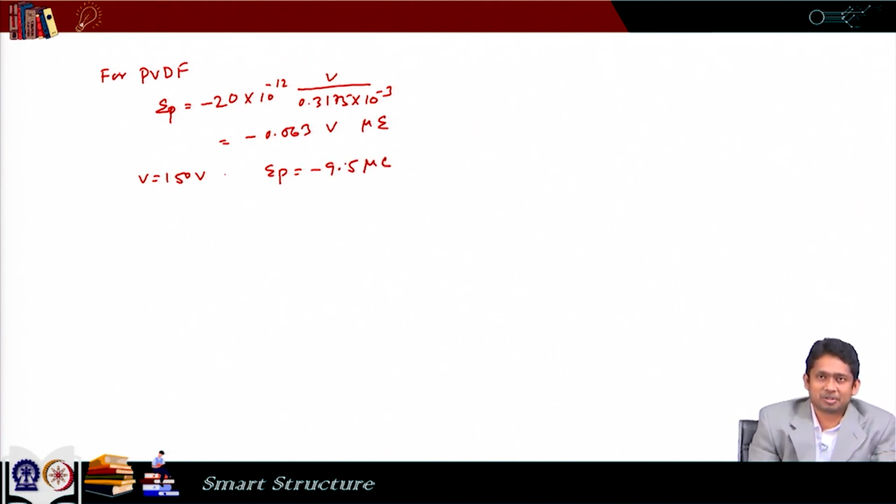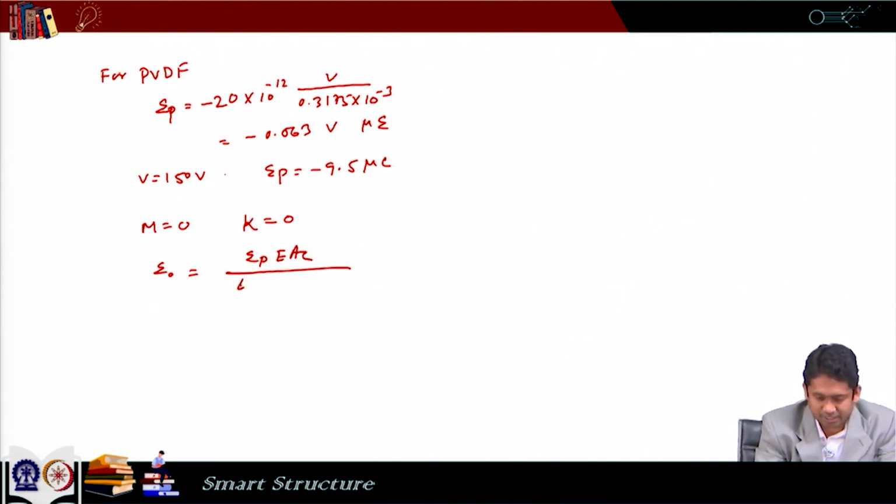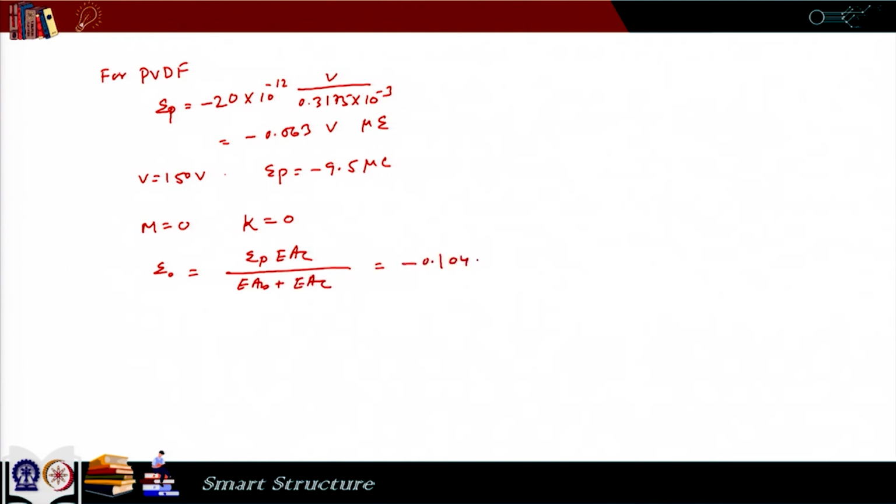Now, again it is a symmetric case because the properties are symmetric. So, there will be no bending actuation. So, M would be 0, and that also says that kappa is 0, and it is a pure extensional actuation. Based on the expressions that we derived before, for a pure extensional case, the mid plane strain comes to be minus 0.104 microstrain.